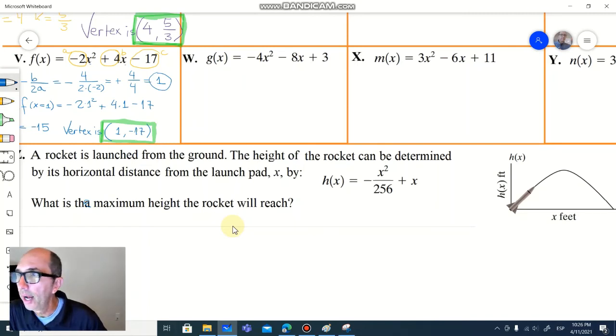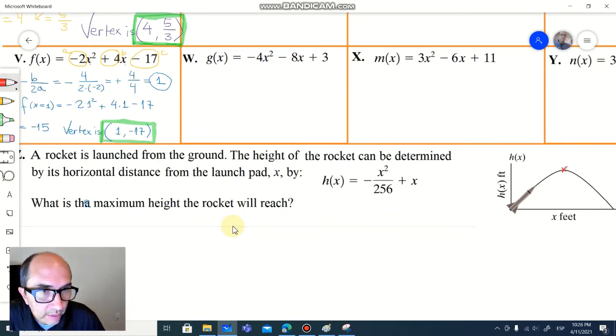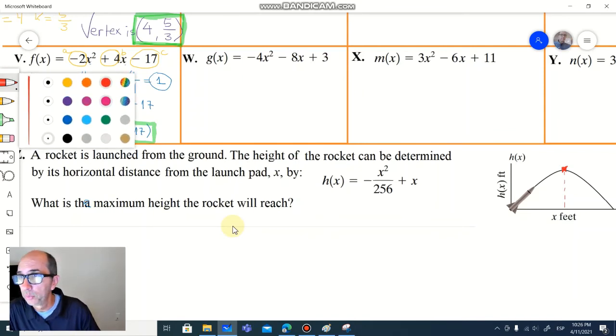Okay, the maximum height will be this point right here. And this is a parabola. You remember, this is a sad parabola, or U upside down. And the vertex of this parabola is going to be the maximum. We need to find the vertex, and the maximum value of the function is the y coordinate of the vertex. So let's work on it now.